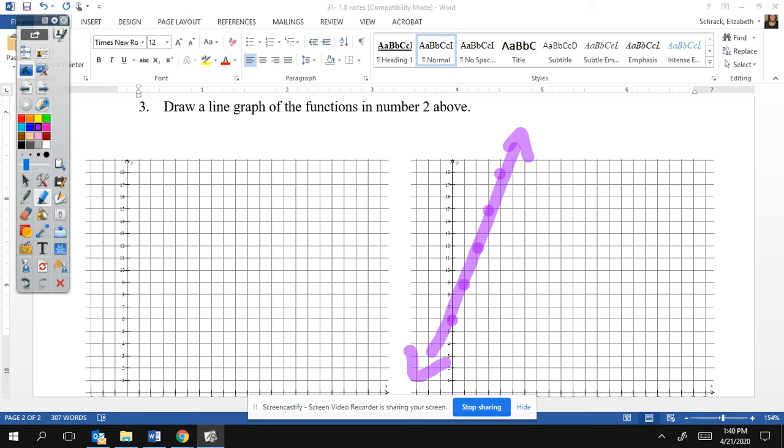Okay, so when you're doing the practice tomorrow with this, please make sure that you show all of your work by making a table, by graphing these lines on coordinate planes, and showing all the work that you need to.